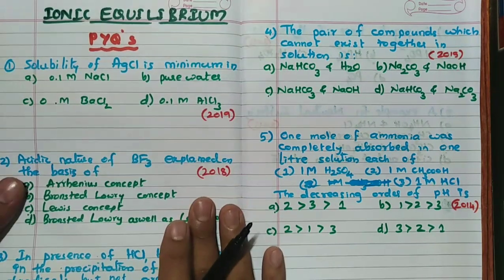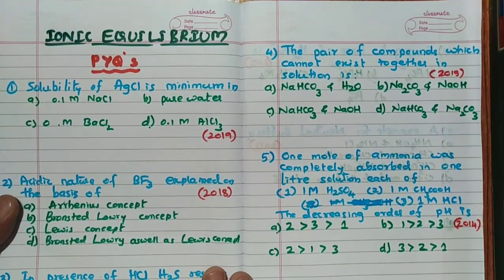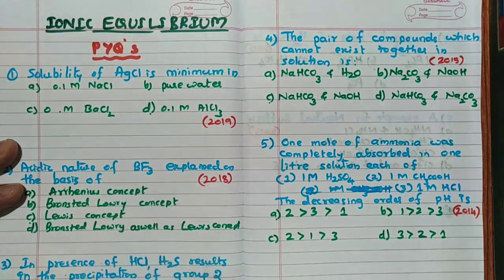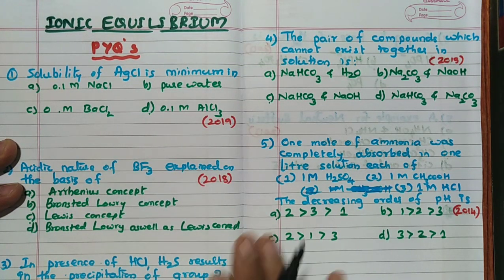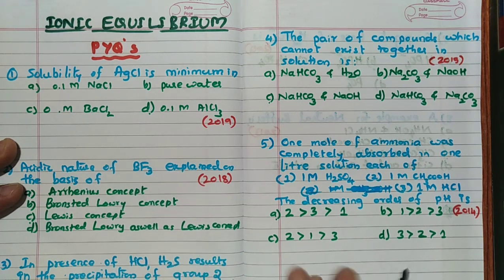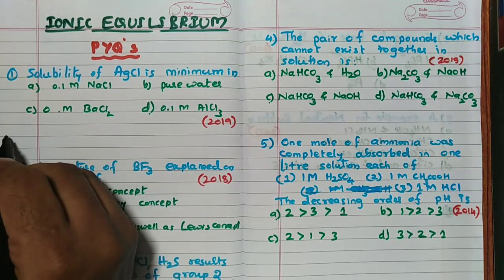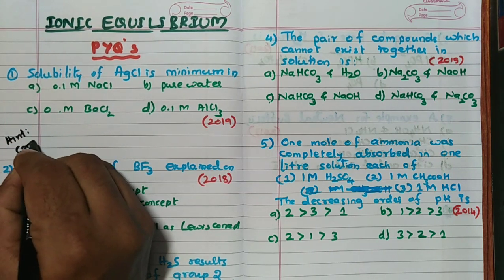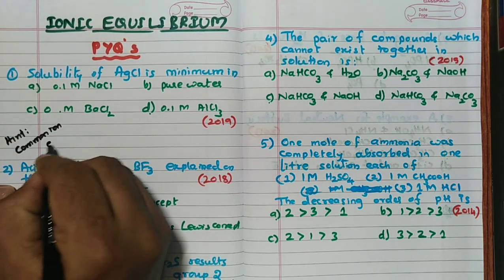Now we will move to previous year questions. 2019 question, as I have discussed: solubility of AgCl is minimum in. Solubility of AgCl is minimum in. See, for this the hint is common ion effect. What is the hint? Hint is, remember, common ion effect.